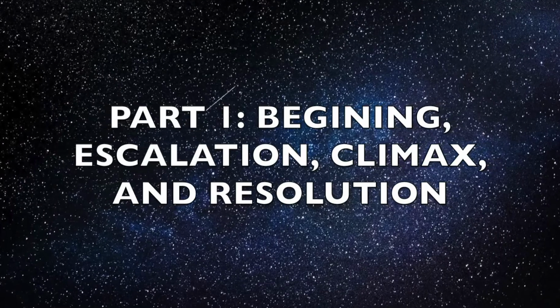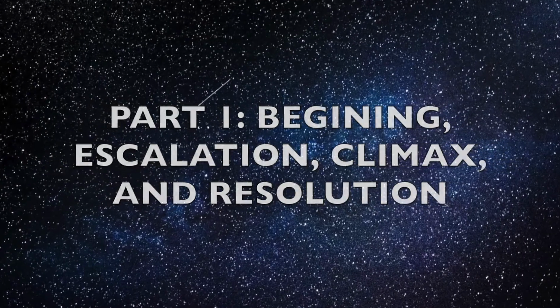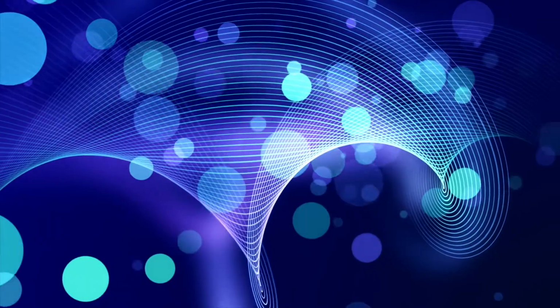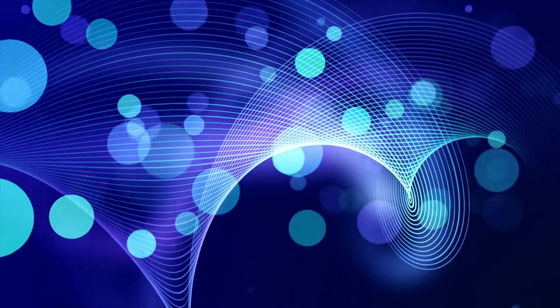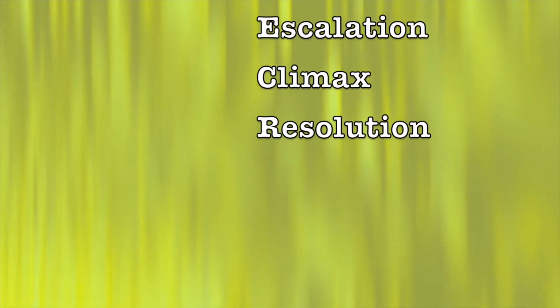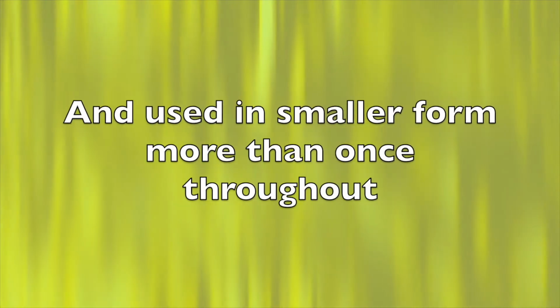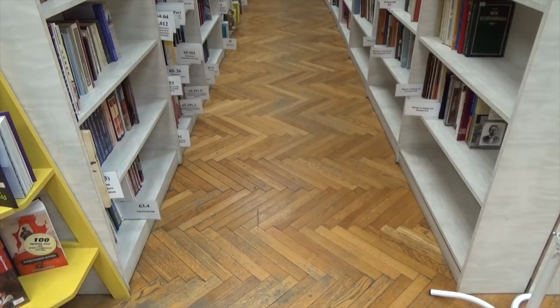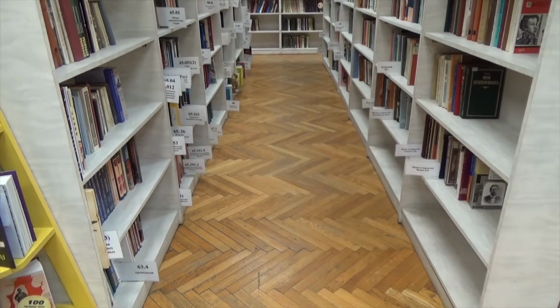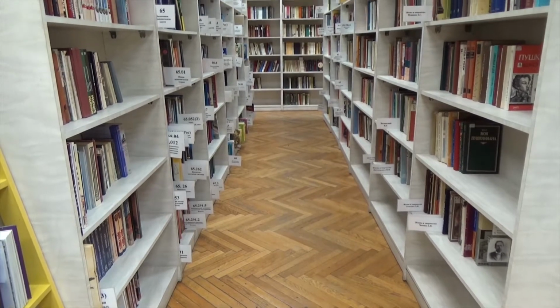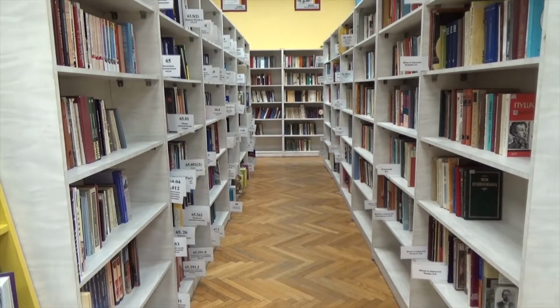Part 1. Beginning, Escalation, Climax, and Resolution. Let's break a fight scene down into 4 parts: beginning, escalation, climax, and resolution. These can be applied to both long and short battles and used in smaller form more than once throughout. We'll talk more about the smaller sentence level structure of a fight in a bit, but to begin, we'll start with the overall structure of the scene itself.